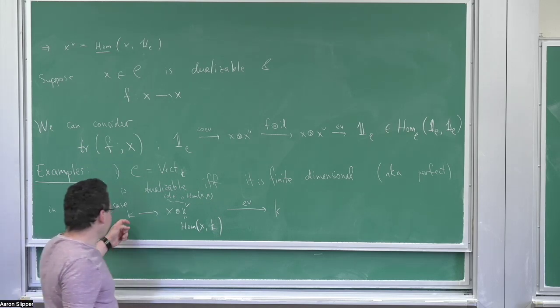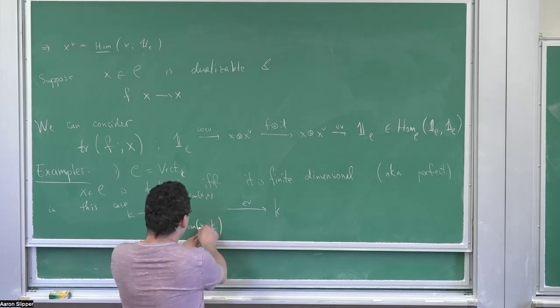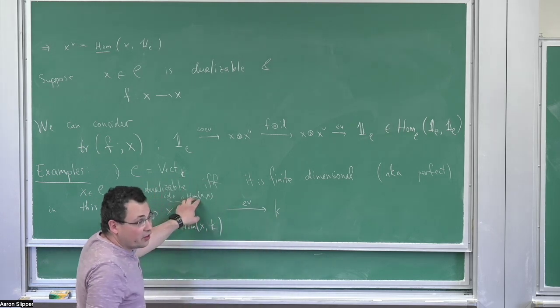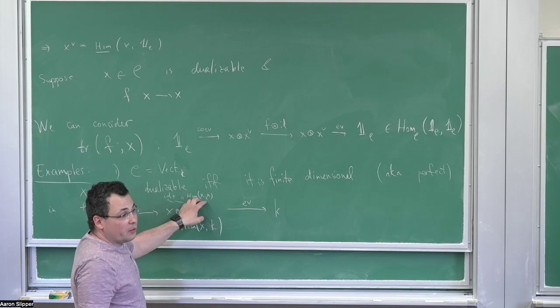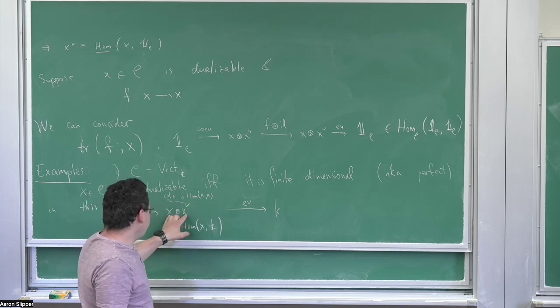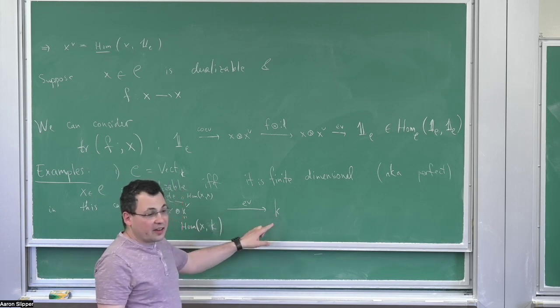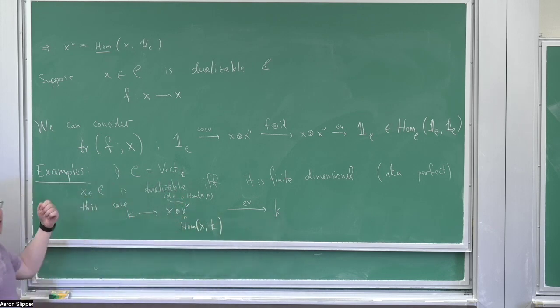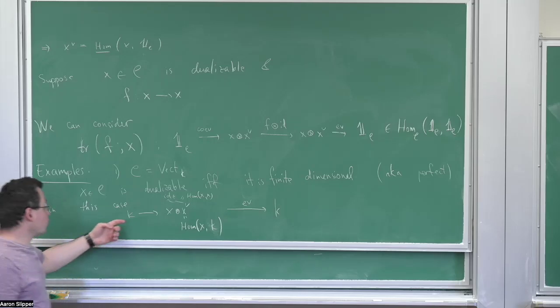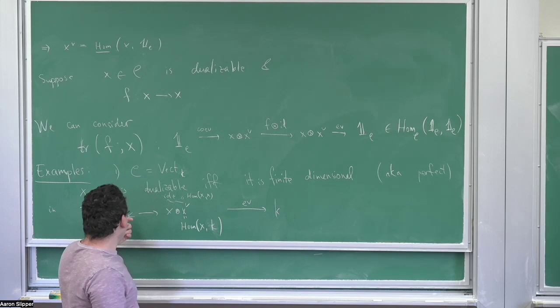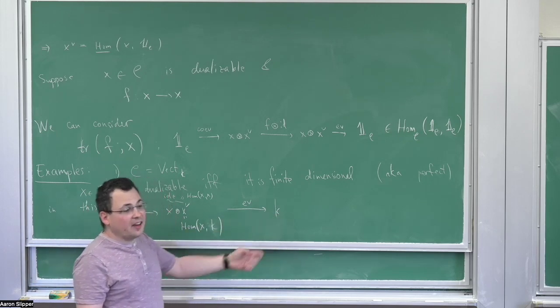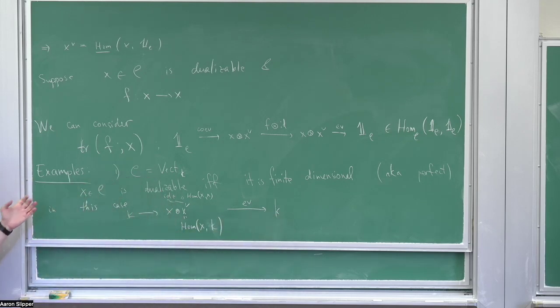I hope it's clear that under this identification, if I identify maps from X to X with this tensor product, then this evaluation map is exactly the trace of the corresponding endomorphism. So the trace is really this composite. Maps from K to K is canonically K, and that element is a fancy way of taking the trace of a linear transformation.